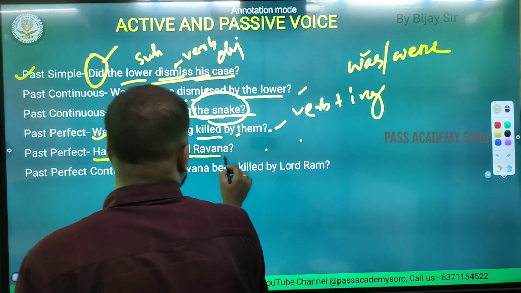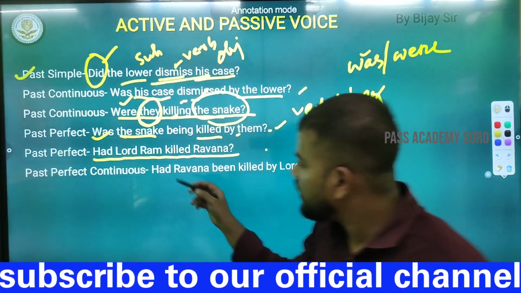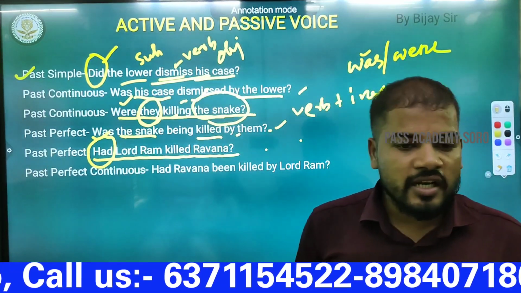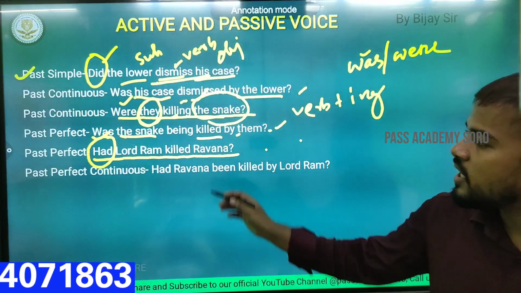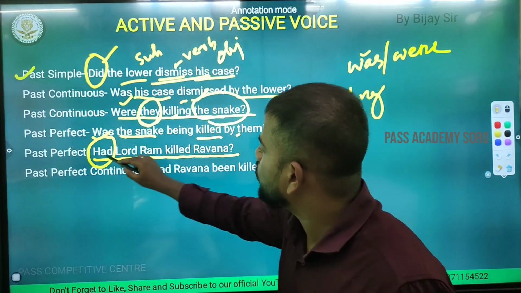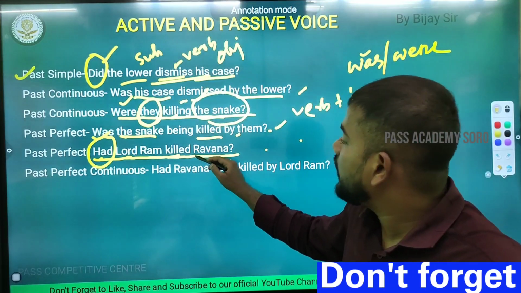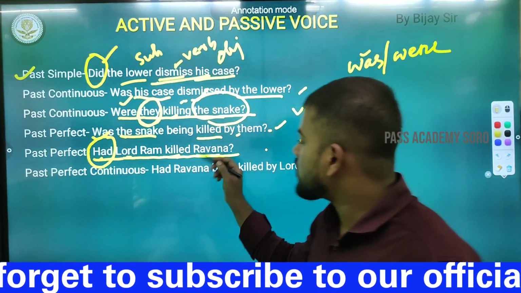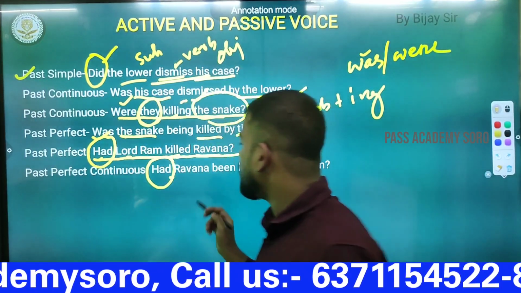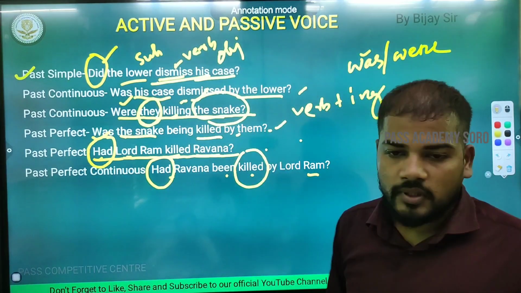So our next example, dear student, past perfect. Had Lord Ram killed Ravana? As it is in past perfect tense, we use "had" instead of "has" and "have". In present perfect tense, we use has and have, but when it comes to the past perfect, we use had. Lord Ram is the subject, killed is the third form of the verb, and Ravana is the object. So the object becomes the subject, and we begin with the helping verb had. Had Ravana been killed by Lord Ram? Killed is the third form of kill.